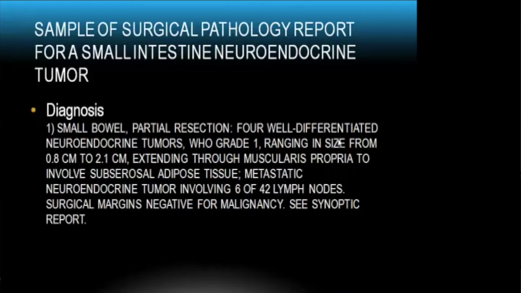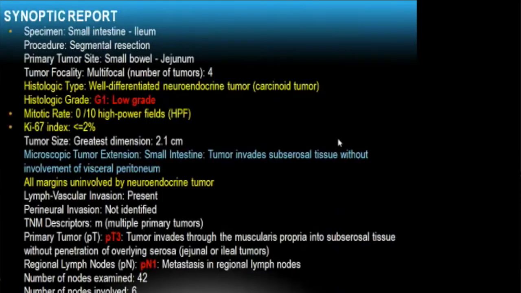And then in the synoptic report, we give this essential information in a little bit more detail. In there, we also tell you what the mitotic rate is, what the Ki-67 index is, and follow with all this information. We always provide you the T stage, N stage, and M stage. So that is the diagnosis format we usually use when we sign out a case.